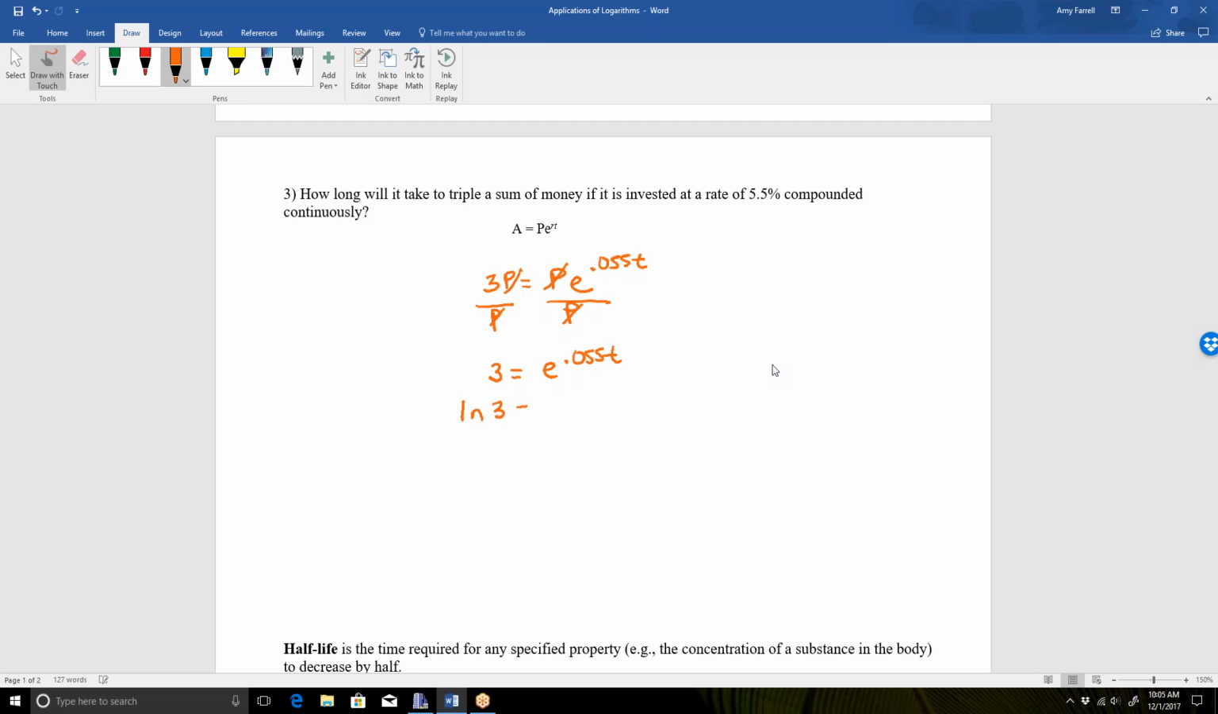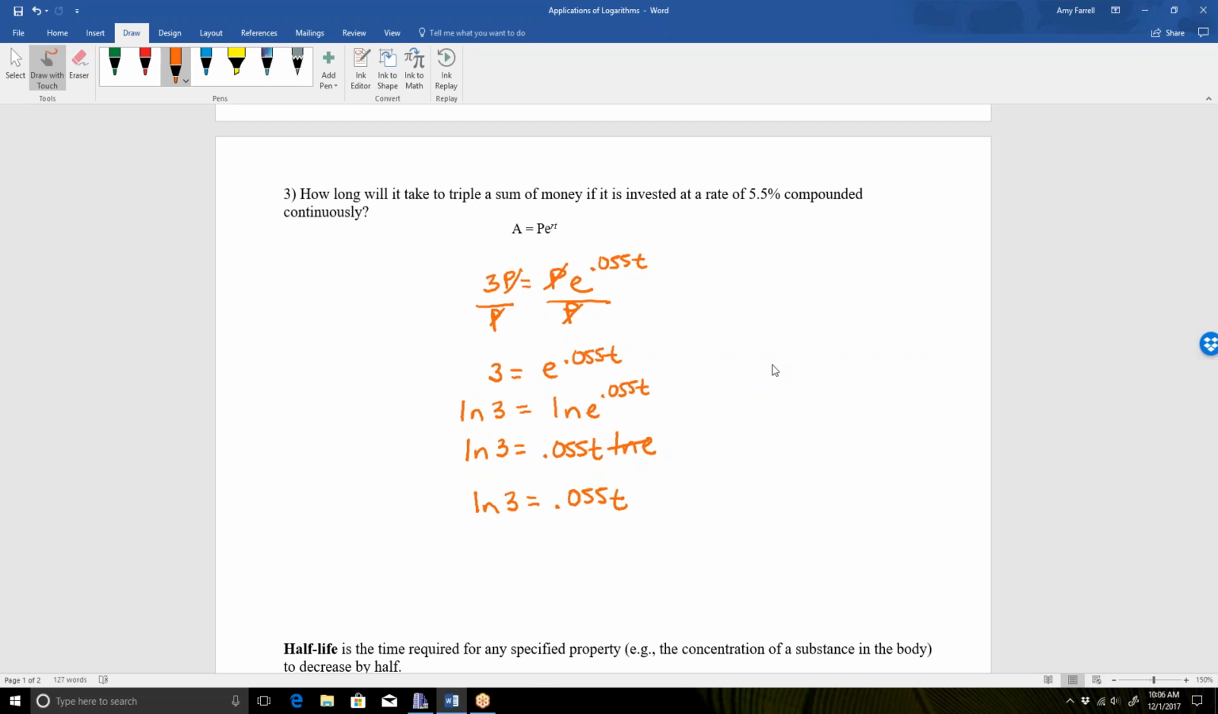Okay, I'm going to take the natural log of both sides. And I'm going to use my law of logarithms. I'm going to move this 0.055t down here in the front. Okay, so here's why I like to use the natural log. The natural log of e is 1. I'll show it over here in just a second. Since the natural log of e is 1, we can just drop that. Our equation becomes the natural log of 3 equals 0.055t.